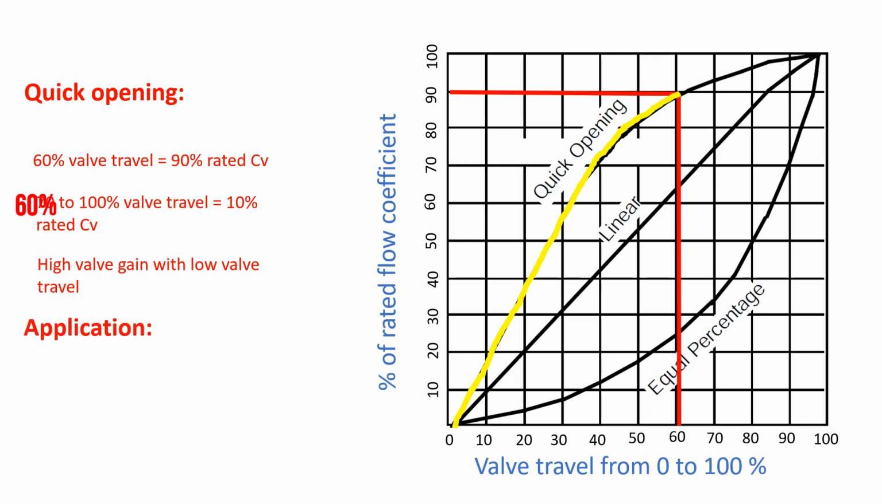So where do we use this? The main application is on-off services. If you have a process service which requires just open and close, quick opening would be the best to serve this purpose. And sometimes if there are any emergency relief services, it may be a PSV, or any other valve service that is going to do some emergency relief in a vessel, they prefer the quick opening flow characteristic type. So this is how the quick opening works.